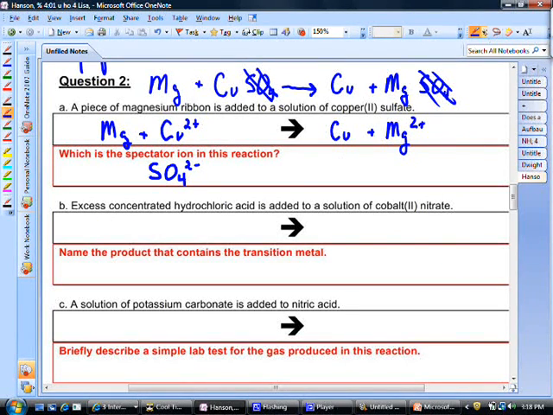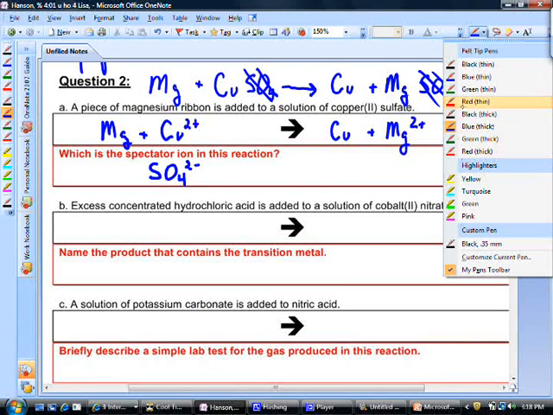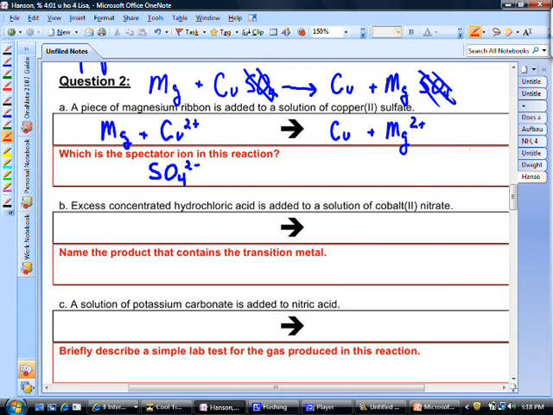Hydrochloric acid. Let's see, I'm just going to choose a different colored pen to separate the problems here. Come on, red pen. Hydrochloric acid, just kind of doing a rough sketch up here of the equation, is added to a solution of cobalt 2 nitrate, and so that's the overall formulas. Of course, you know that those are both going to be in aqueous solution. Hydrochloric acid is a strong acid. Cobalt nitrate, nitrates are always soluble.